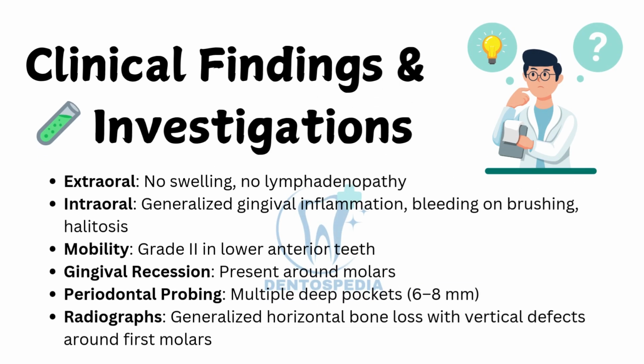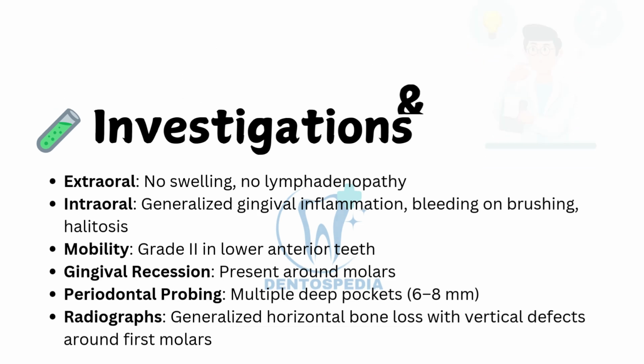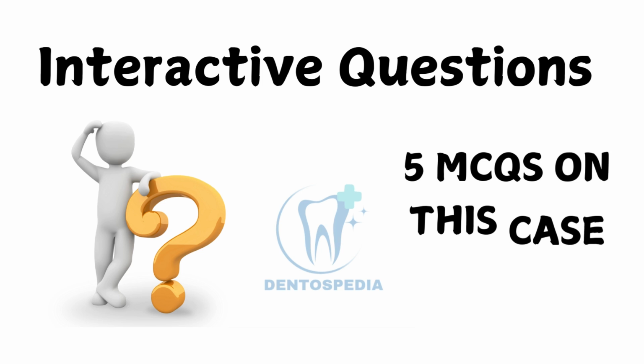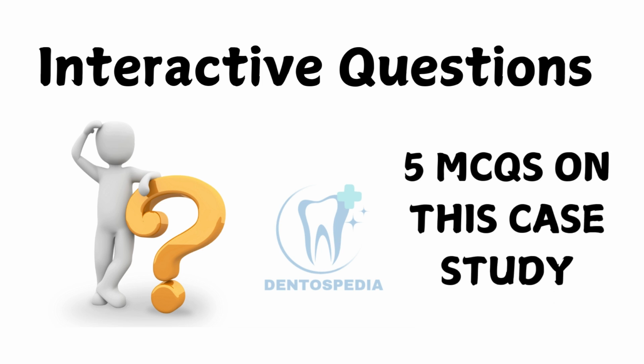On examination, the gums are inflamed and bleed on brushing, with halitosis and tooth mobility in the lower anteriors. Probing shows multiple deep pockets, and radiographs reveal generalized horizontal bone loss, with vertical defects near the molars. Now that we've reviewed the case history, findings, and investigations, let's test ourselves with some interactive questions.